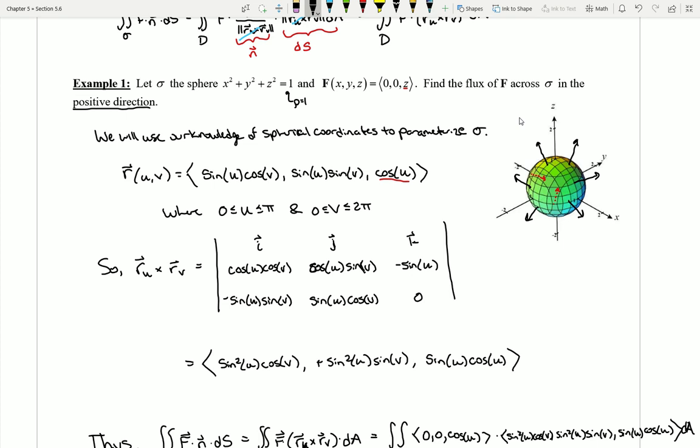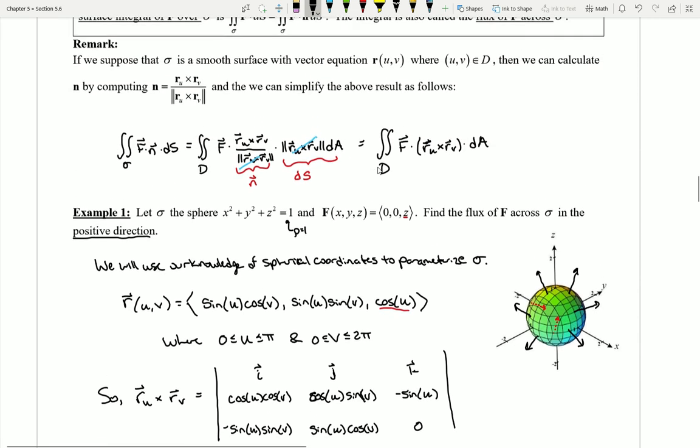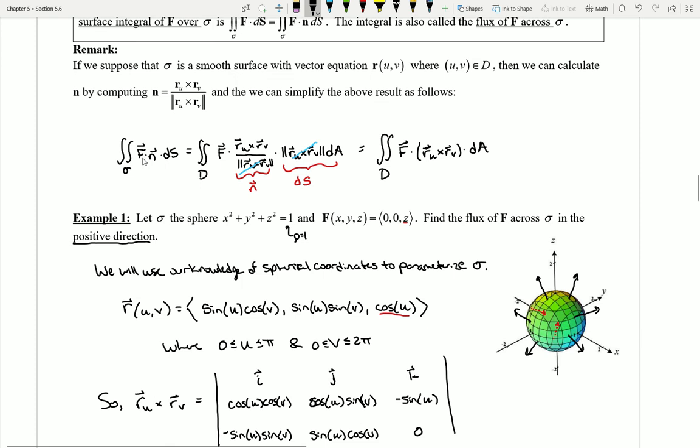Okay, so this is an example of how we would actually compute this concept of flux. And again what we're seeing is that, much like in the last section, it becomes a lot easier to convert things over to a parametric form, so that we can use this simple equation to make our calculation. In the next video, we'll take a look at another very similar example.